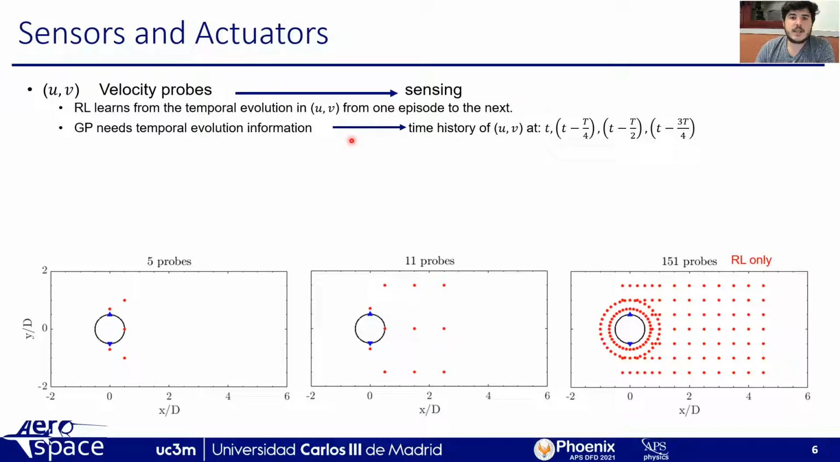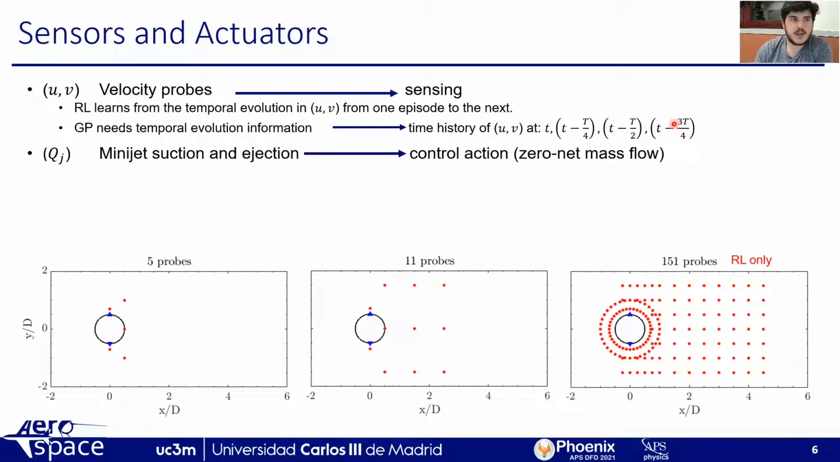So in order to add this time history, what we decide to do is to add fictitious sensors at different time steps or time instants, which are the current time instance minus half of the shedding cycle, 1/4 of the shedding cycle, and 3/4 of the shedding cycle. Regarding the actuators, we are using two mini jets, here depicted as a blue triangle on top and the bottom. They perform suction and ejection operations, but with a zero net mass flow. That means that, for instance, if the top one is injecting mass, the bottom one is sucking mass with the same mass flow rate.